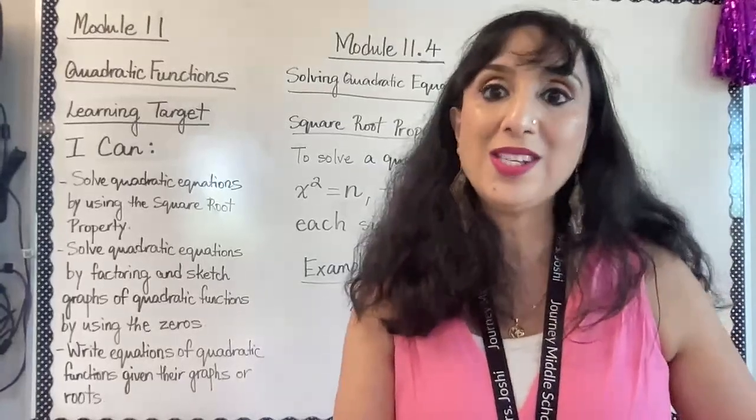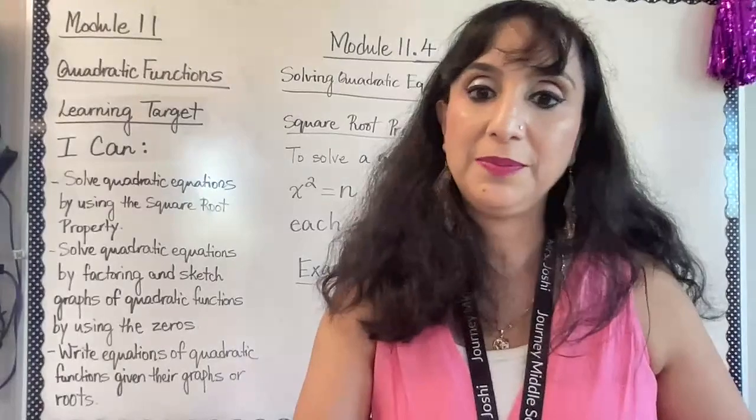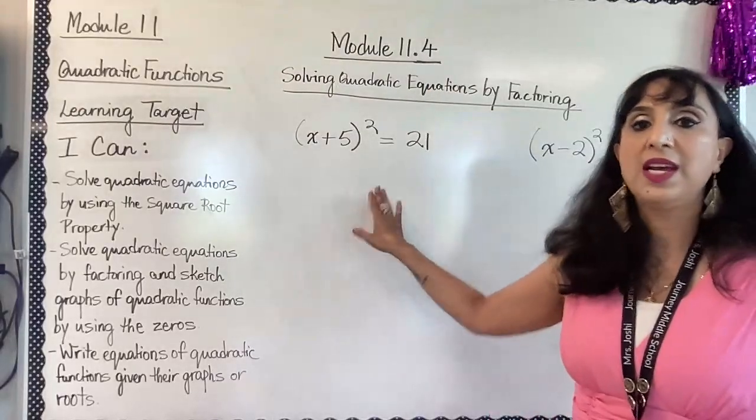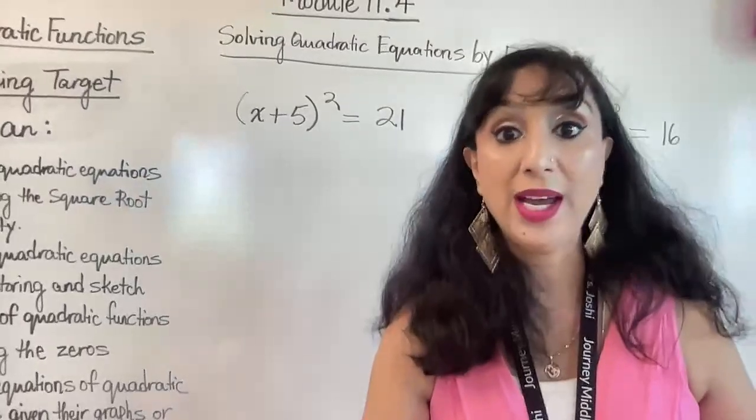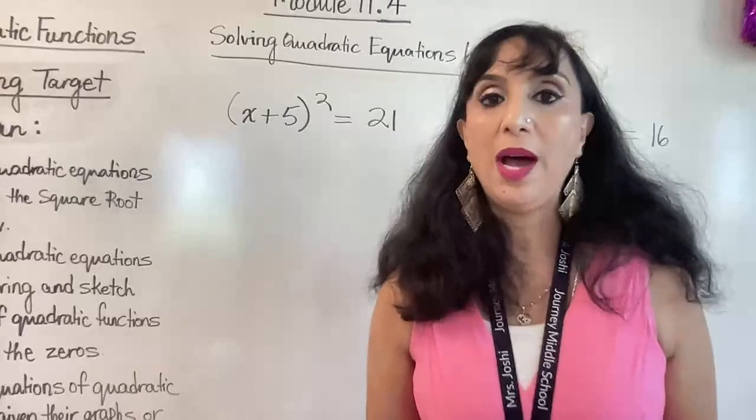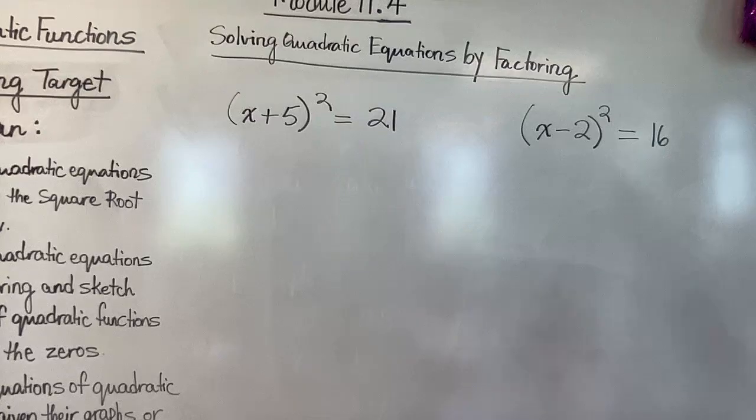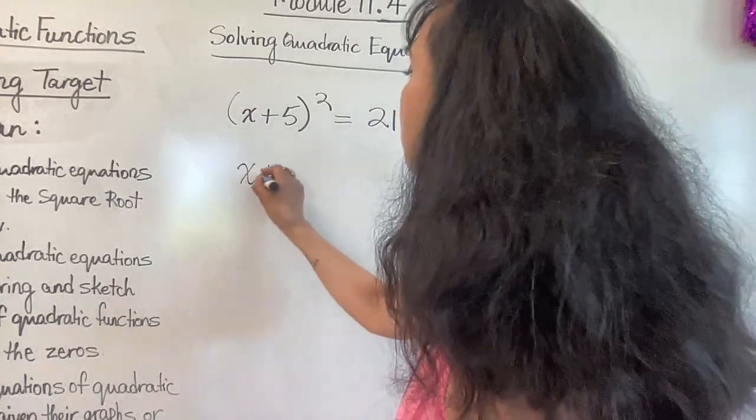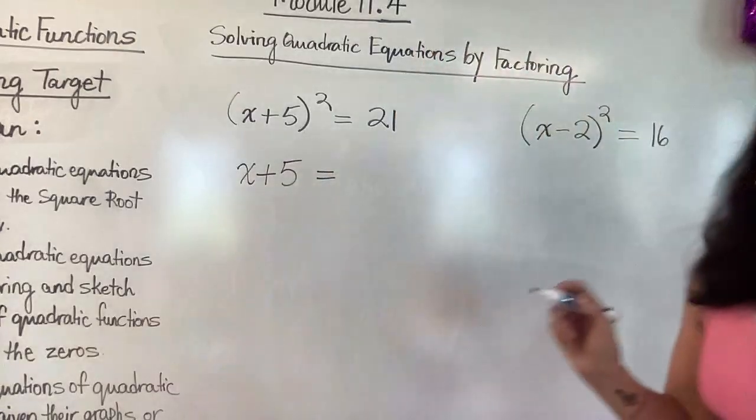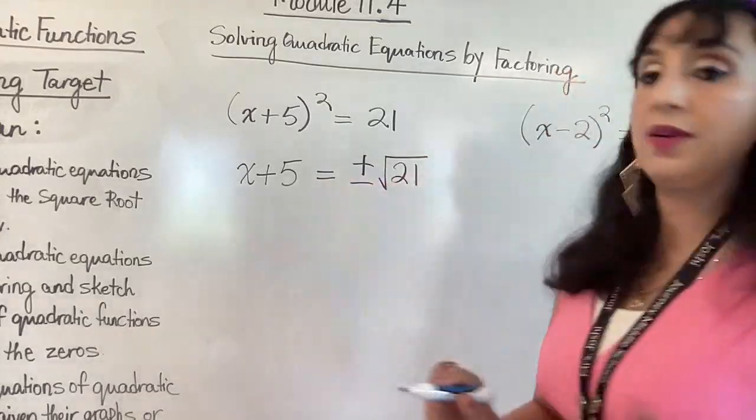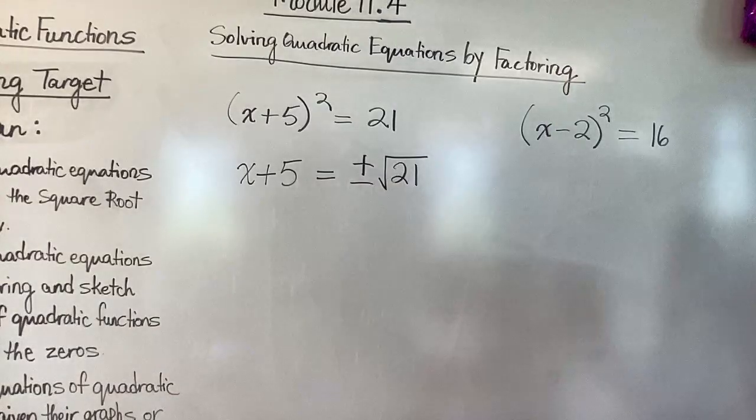Okay, so let's go ahead and do some examples. I put up two problems on the board and we're going to start with this one first. It is saying x plus 5 squared is equal to 21. So I'm going to use the square root property. That means that x plus 5 is equal to the positive or negative square root of 21. Right? So that's the square root property. And so I'm going to go ahead and solve for this.